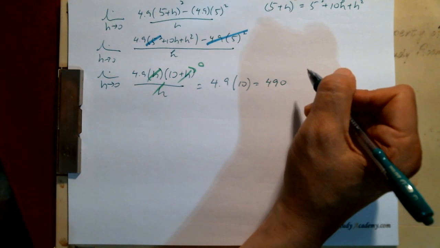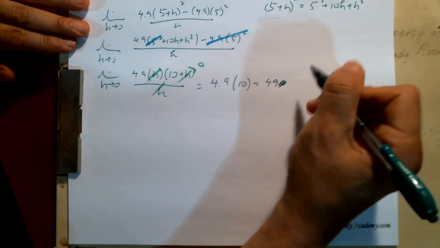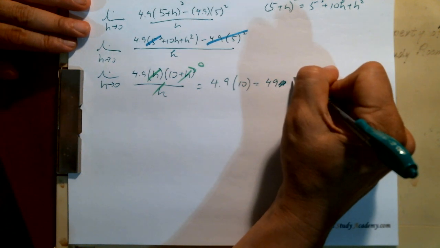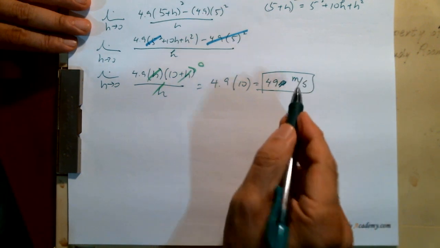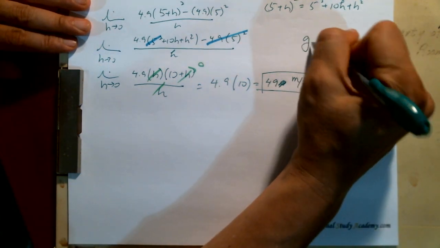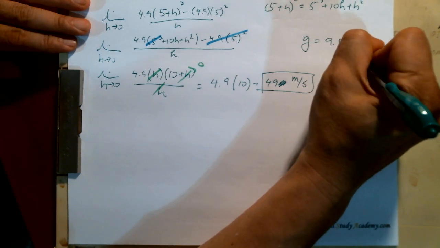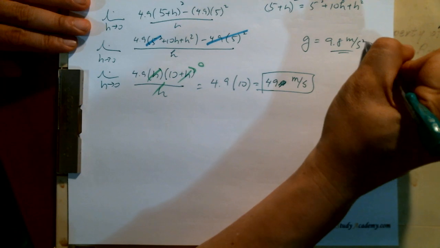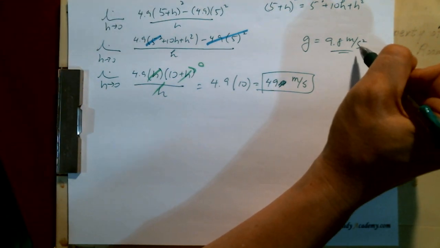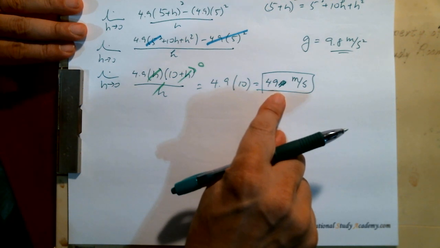What would be the units for that? Oh, I'm sorry, not 490, 49. And it's going to be in meters per second. This is the metric system. Gravitational pull in the metric system is 9.8 meters per second squared. There's a reason for that too, but we won't get into that. So the velocity is actually 49 meters per second.